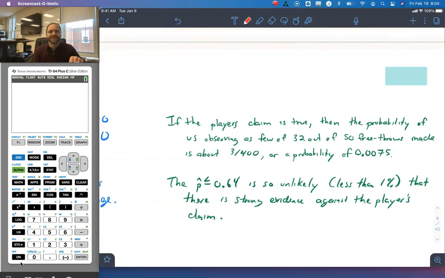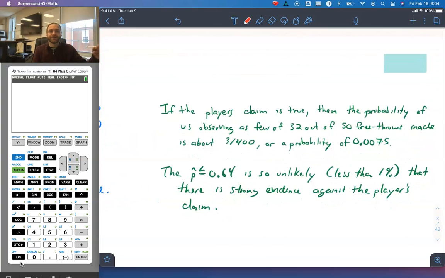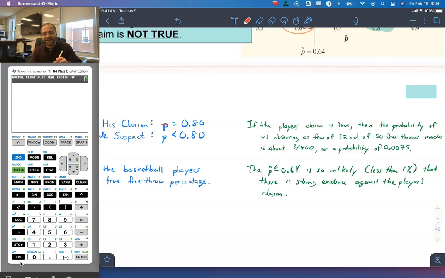So what we're saying is this. If the player's claim is true, then the probability of us observing what we did, 32 out of 50 free throw shots, was about 3 out of 400, we get 0.0075, less than 1%. So what we observed was so unlikely to occur, less than 1%, that it gives evidence against what the basketball player claimed. It gives evidence against that statement.